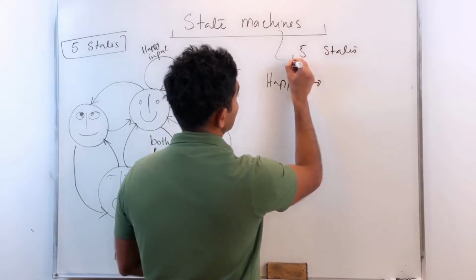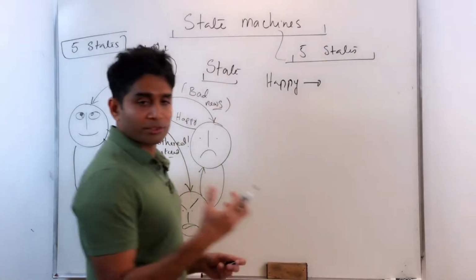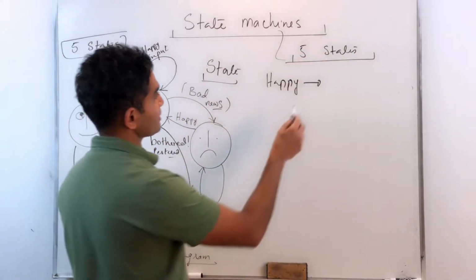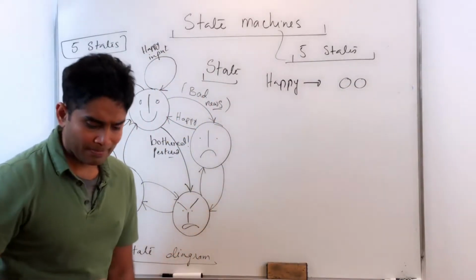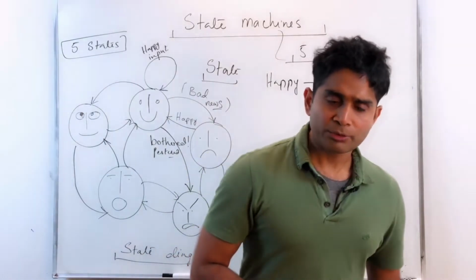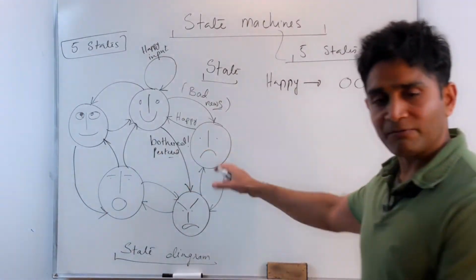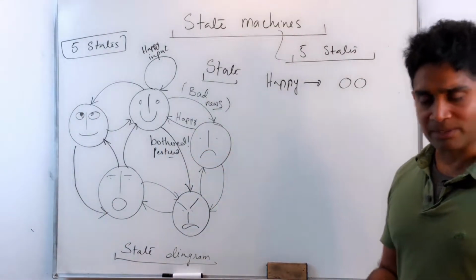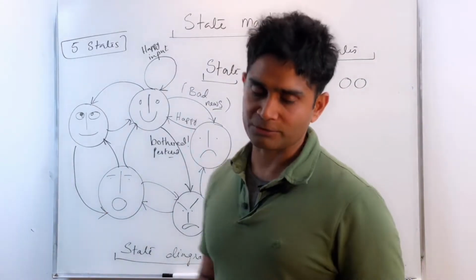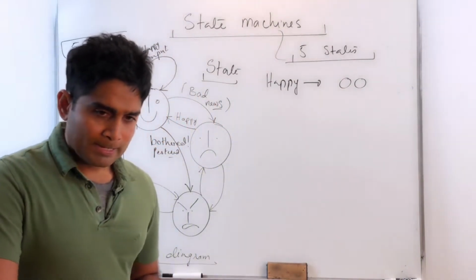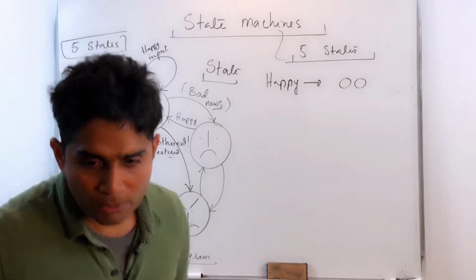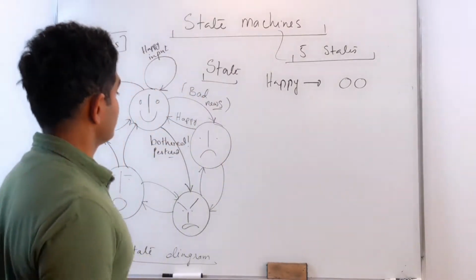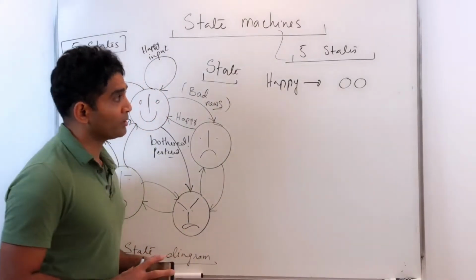Each state has to be encoded with a unique code. So happy state, let's say I encode it with a code 0. By the way, how many bits should I use to encode my states in this example where I have 5 states? What is the minimum number of binary bits I should use, so that I can have a unique code for each state?